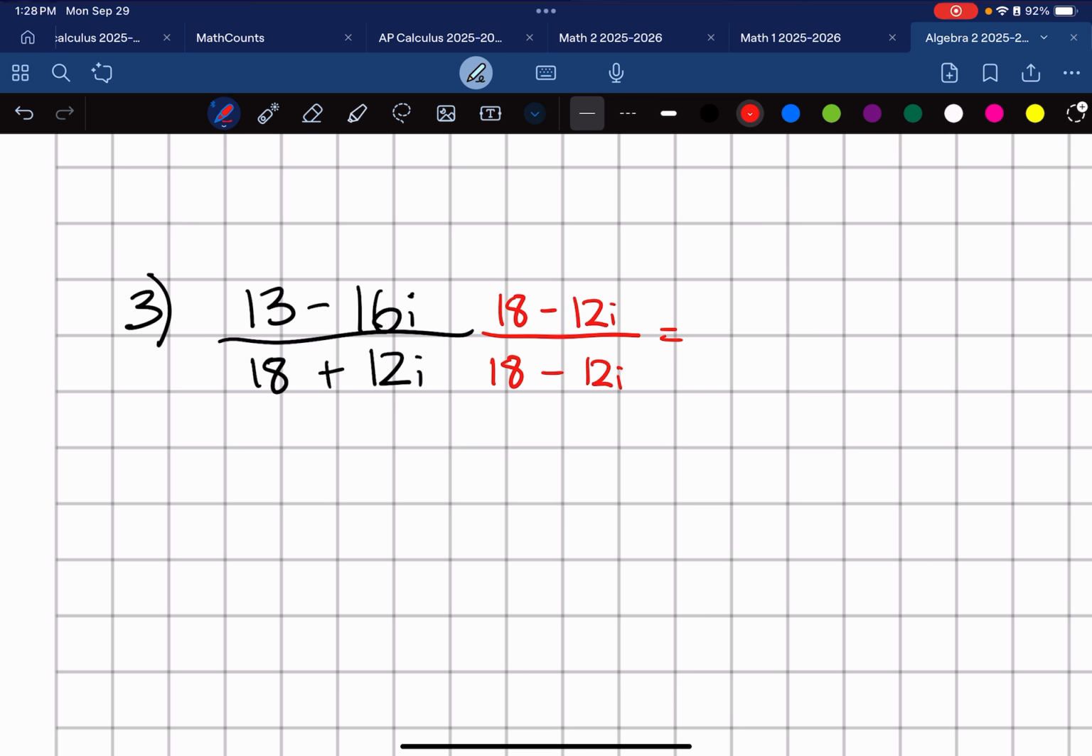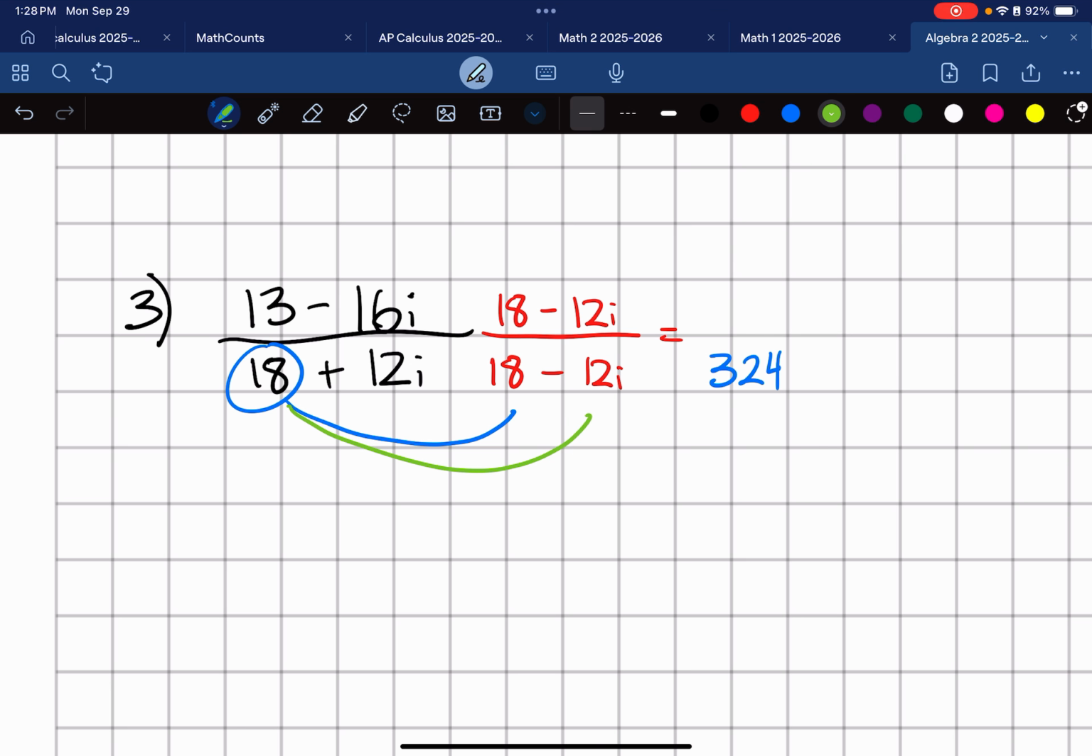Here we go. First, I'm going to do 18 times 18. You know 18 squared because of your flashcards, right? 18 squared is 324. That's not how you write 324. 324 like this. And then I'm going to multiply 18 by -12i.